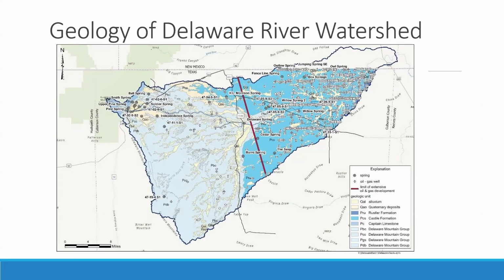And you can see there's the Guadalupe Mountains and National Park here. And there's all the springs that have been identified. And then the Pecos River is somewhere right here.